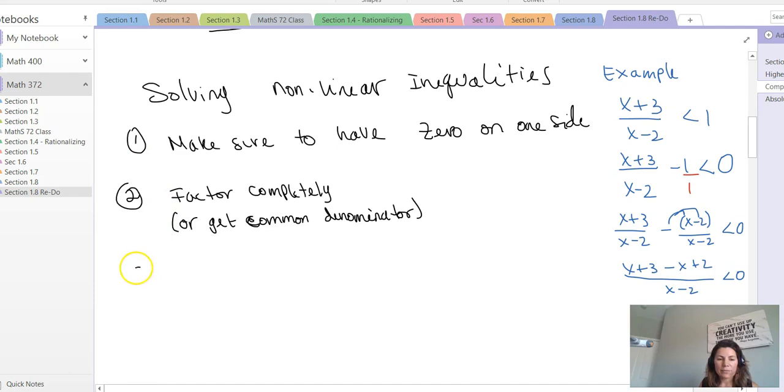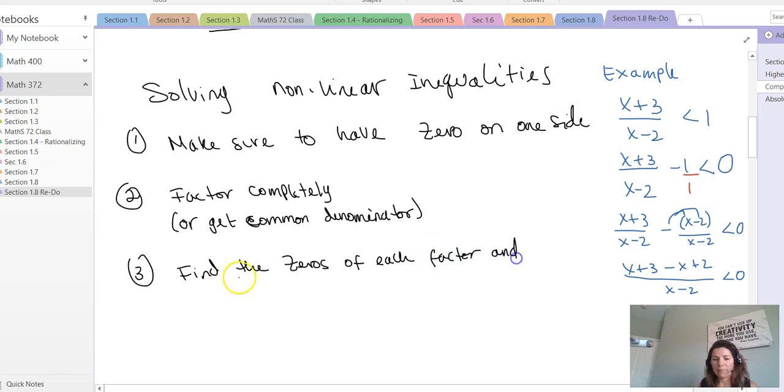And so step 3 would be find zeros of each factor, and plot them on a number line. If you're taking notes, since I'm taking so long in writing, you could just screen capture this and attach it to your notebook. So plot on a number line.